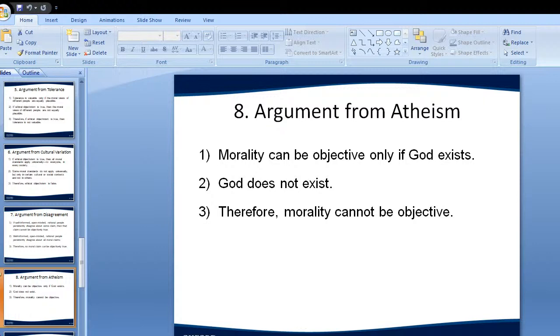Morality can be objective only if God exists. The atheist is going to say God does not exist, therefore morality cannot be objective. The author says, I'm not going to touch number 2, and he thinks premise 1 is false. I counter his proposal. Let me just give you the argument that he gives, and then I'll go through my critique of Rush Schaefer Lando.